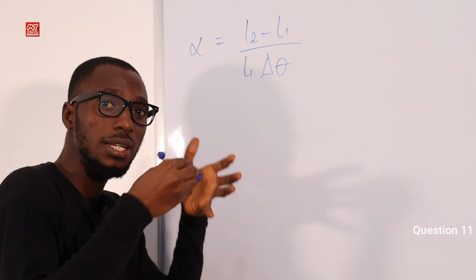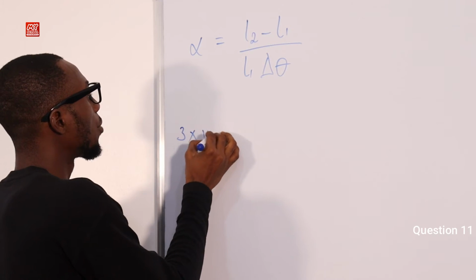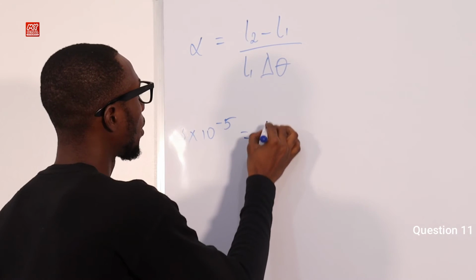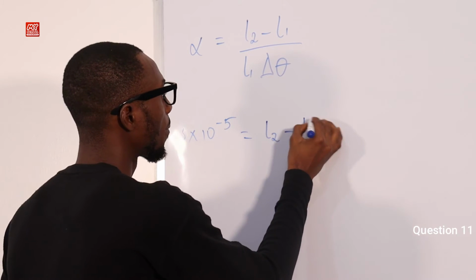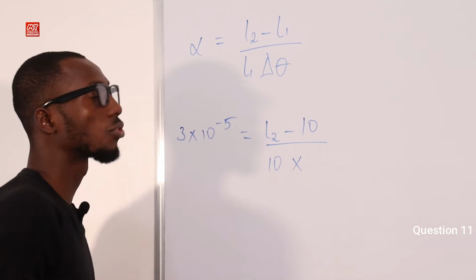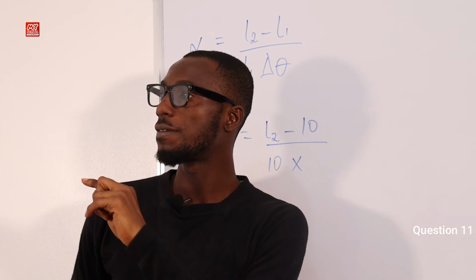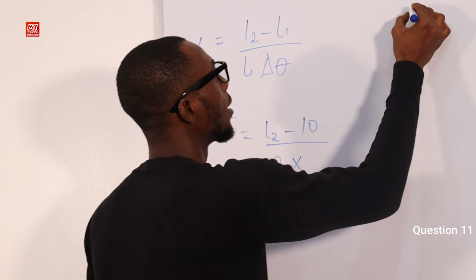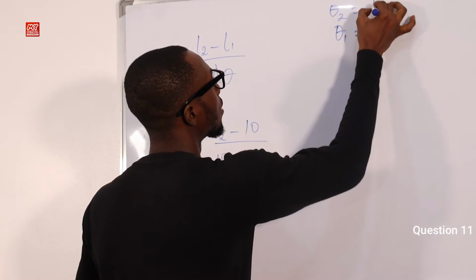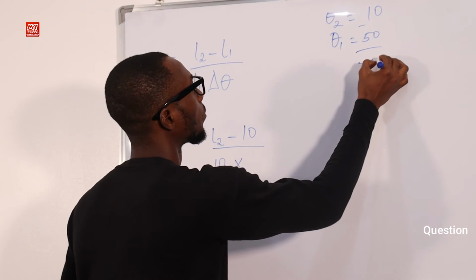We are given the linear expansivity as 3 times 10 raised to power minus 5 equals, we don't know the final length, minus the initial length, which is 10, over 10 multiplied by change in temperature. We are told that the temperature actually drops, it cools from 50 to 10. Initial is 50, and the final is 10. So 10 minus 50, we have minus 40.